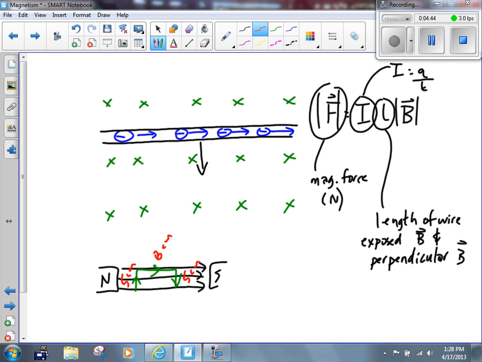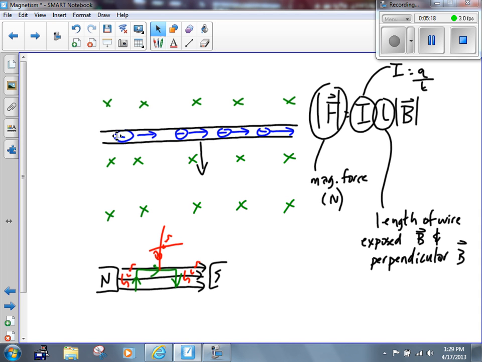We'd use 10. Good. We use the length of the wire that is, first of all, in the external magnetic field. And second of all, the length of the wire that's perpendicular to the magnetic field. The reason we don't use that 8 centimeter length of wire, we don't care how long that is, is because those electrons traveling through that wire are traveling parallel to the field. And when electrons are traveling parallel to the field, the force acting on those electrons is 0. We only want the part of the wire that's in the field and perpendicular to the field.